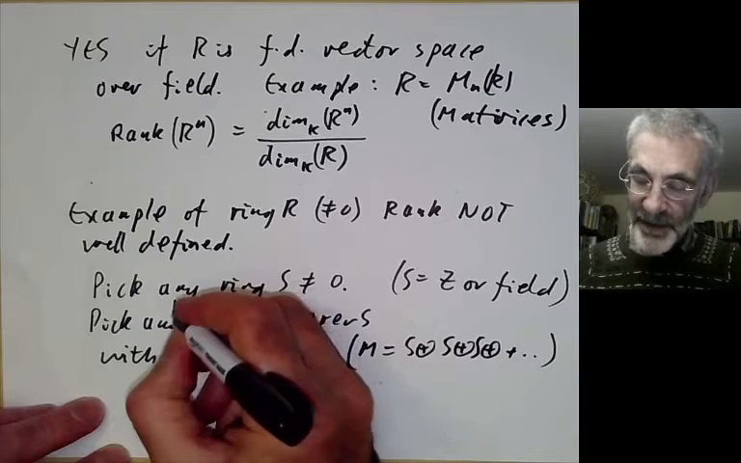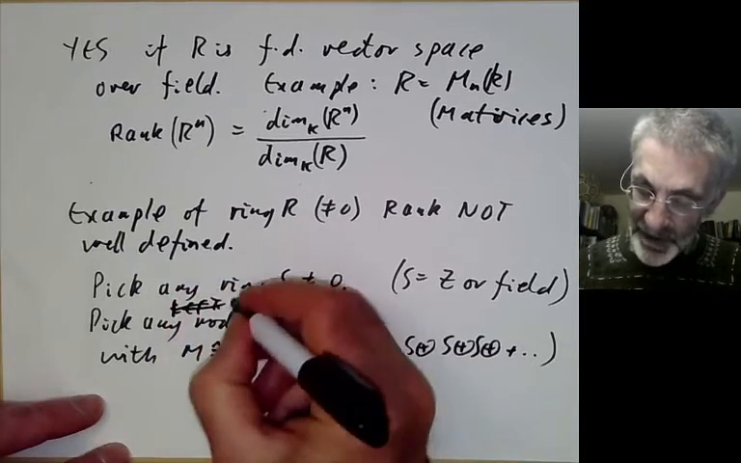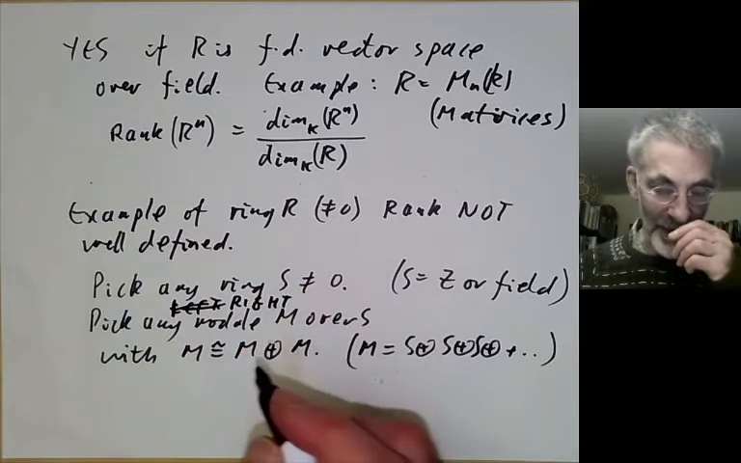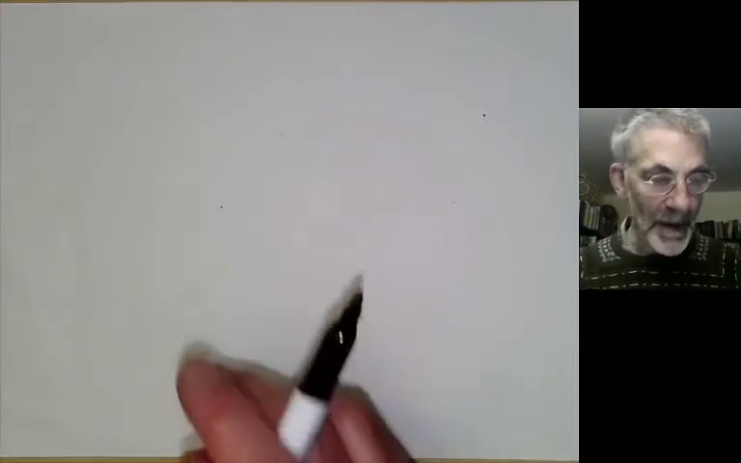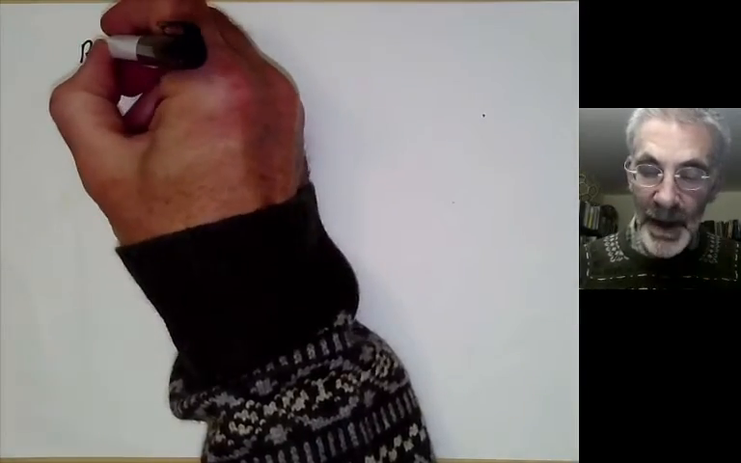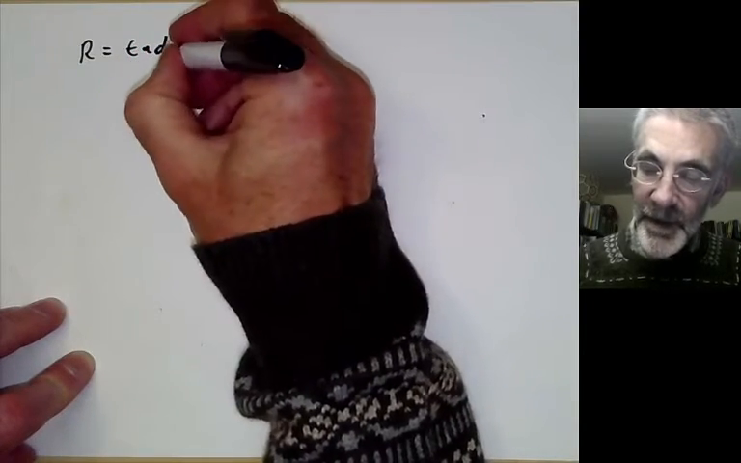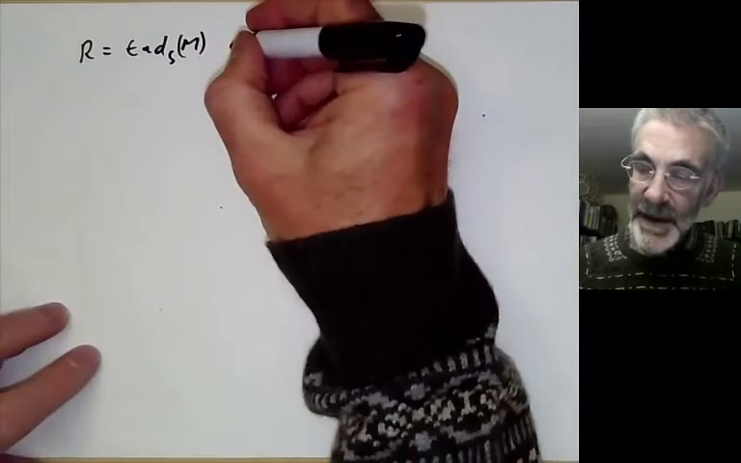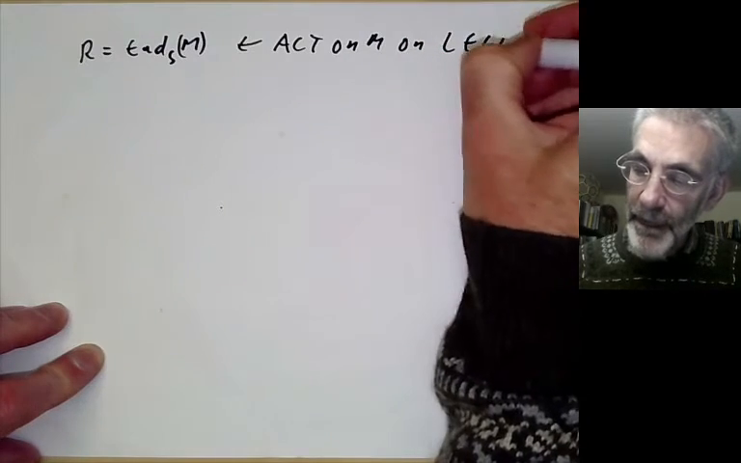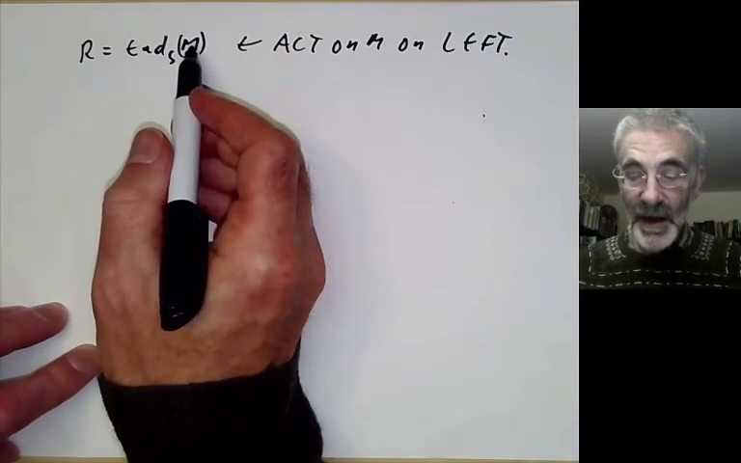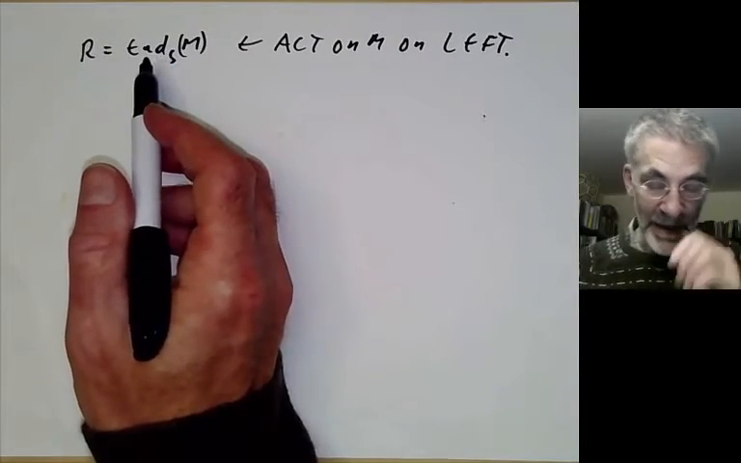And let's make this into a right module, because at this point we have to be rather careful about whether our modules are left modules or right modules. And we're going to let R be the set of endomorphisms of M over the ring S. And this is going to act on M on the left, because we want it to commute with the right action by S.